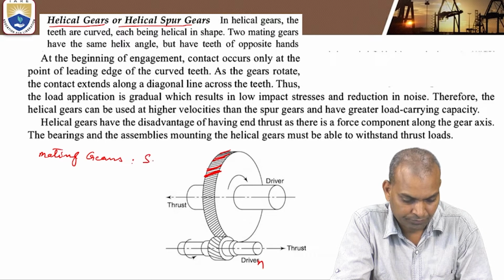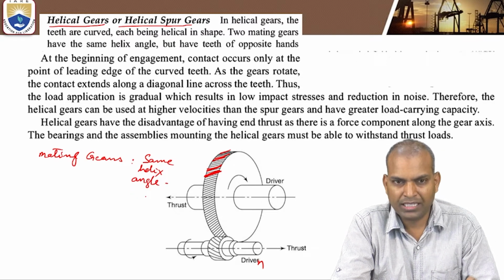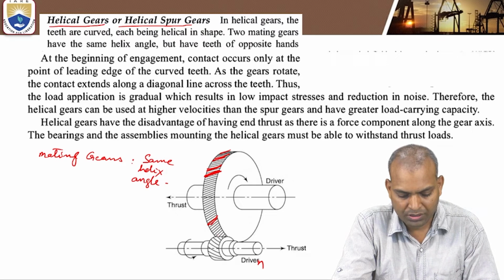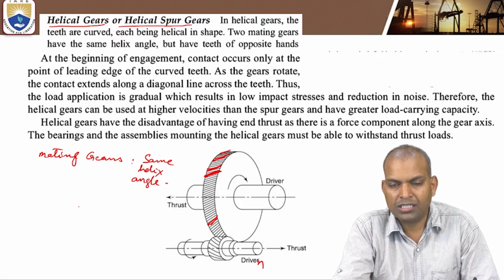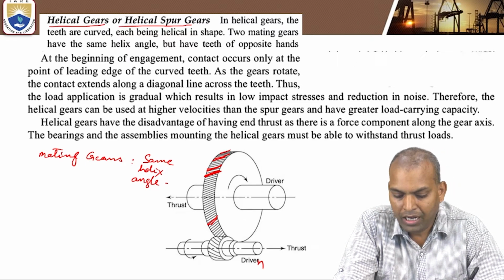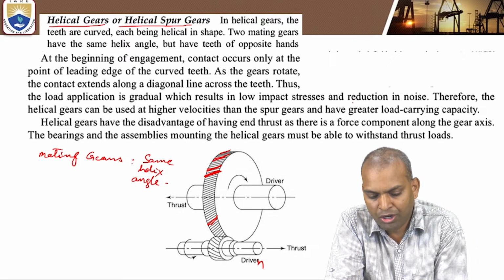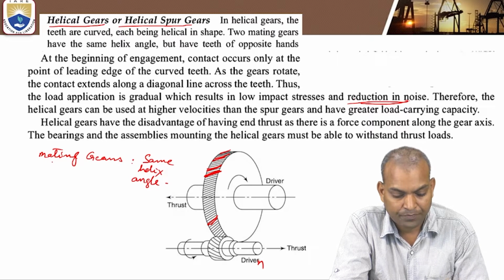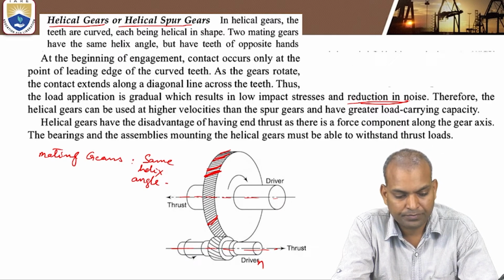Both should have the same helix angle, but the teeth are on opposite sides so that they can mesh. If it is like that, it will be exactly in the opposite direction. It is less noisy, has more load bearing capacity, and low impact stresses occur, and noise is very low in comparison to spur gears. The axes of both gears are parallel to each other, which is why it comes under the category of parallel shafts.